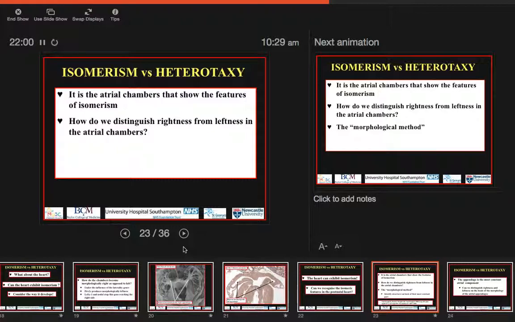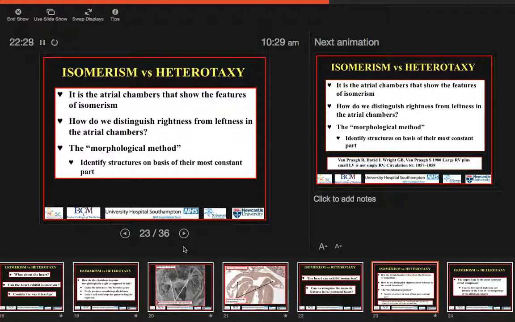Well, in fact, Dr. Deshpande has already shown you that in the wonderful demonstration she gave you, and she has told you about the morphological method, although she didn't call it that. So what is the morphological method? The morphological method says that when we are analyzing the heart, we should identify structures on the basis of their most constant part and not on other features that are variable.